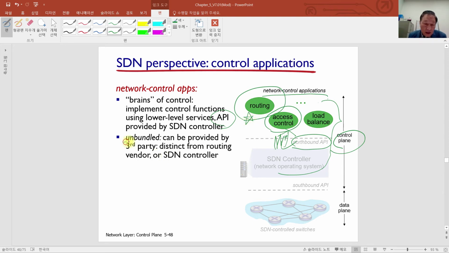Okay, this is unbundled. Think about our PC industry. That industry is unbundled. Hardware is independent from software, right? Software vendors are not bundled. A long time ago, they were bundled together. But now it is unbundled in the same way. This one can be provided by a third vendor company or third party, distinct from the routing vendor or SDN controllers.